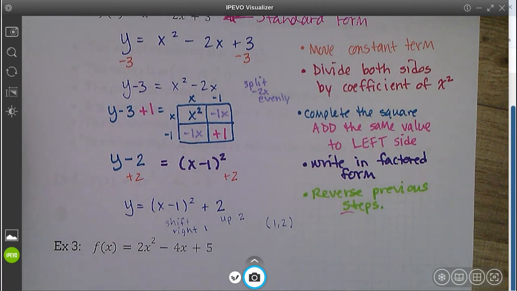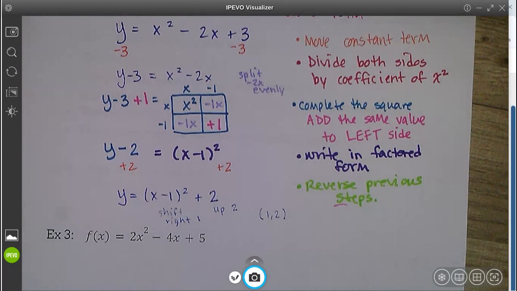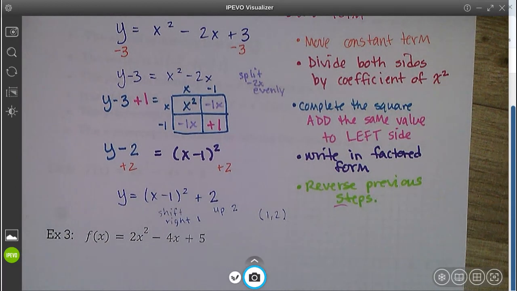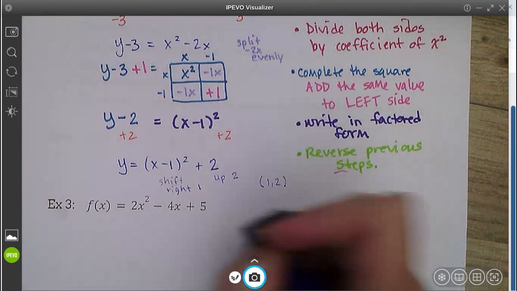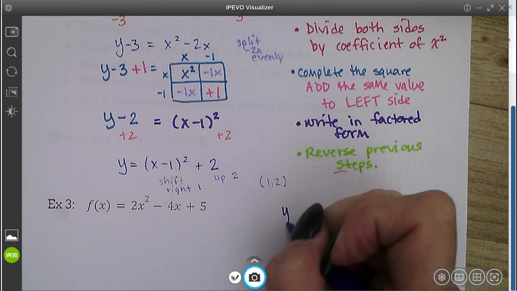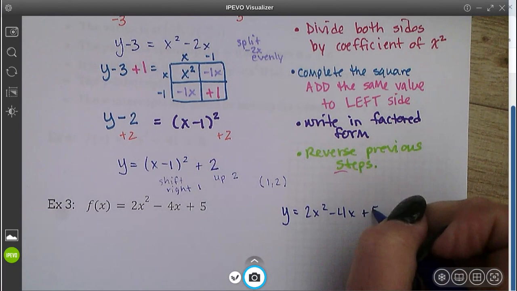So let's see the second one. It's a bit more complicated, but same steps. Move your constant term, divide both sides by the coefficient of x squared. So I'm going to start by writing y equals 2x squared minus 4x plus 5.